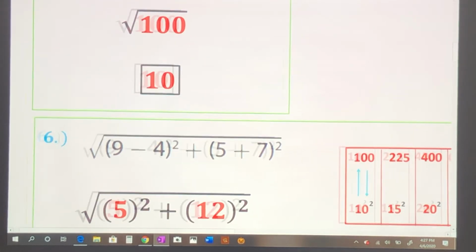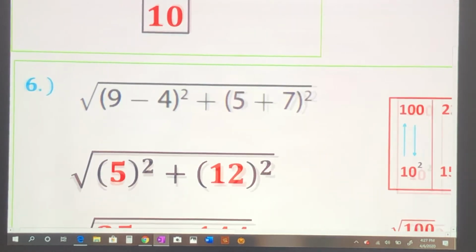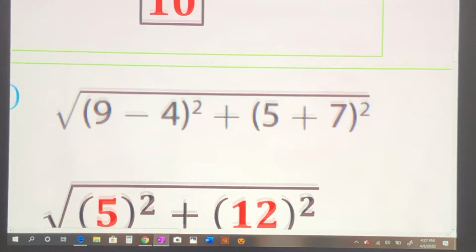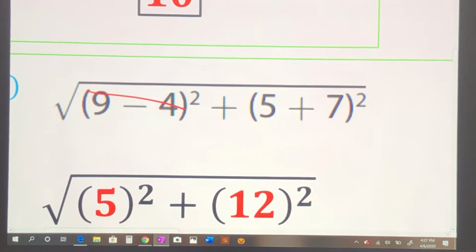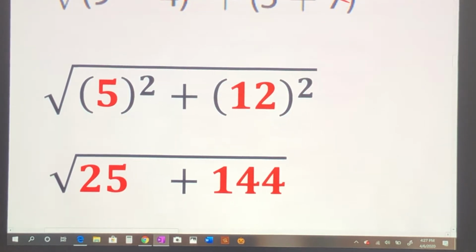Uh-oh, he's got some stinking chart over here. That's about to get scary. All right, watch this. We're going to go 9 minus 4, which is 5, squared. 5 plus 7 is 12, squared. What's 5 squared? 25. What's 12 squared? It's in your times tables. You should know that one, 144. So you got 25 plus 144, 169.